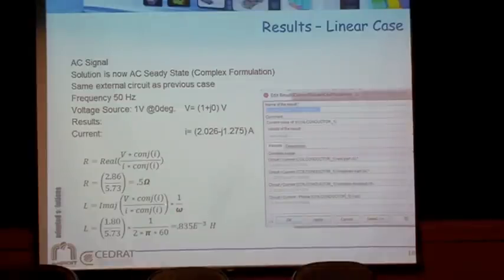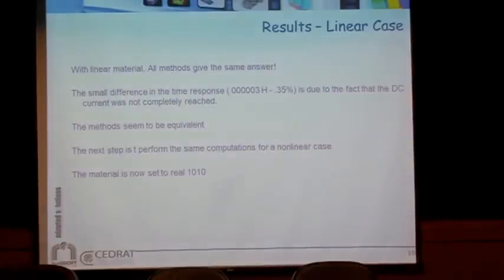So again, it's consistent. And then if I go look for the L, so L is going to be this imaginary impedance divided by omega. And if you remember, actually I made a mistake. It's 50 here, so see, it's called not being consistent. And L is 1.8 divided by 5.73, and I think it was actually 60 hertz, divided by 2 pi 60, and that gives me 0.835 × 10⁻³. So I took 5 different methods, and those 5 different methods led to the exact same value because I'm linear. So all methods give the same answer.